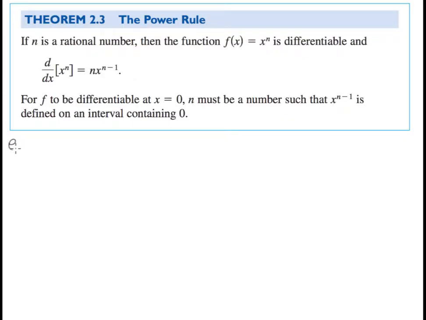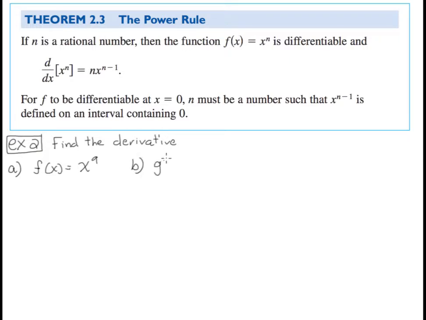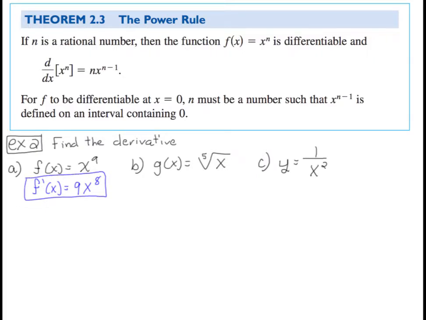The second basic differentiation rule is called the power rule. This is if you have a variable raised to a power and you want to differentiate that, you move the power to the front and you multiply it by the variable to one less power. All right, let's find the following derivatives. Looking at A, we want to find the derivative of f of x, so that's f prime of x. Bring the power of 9 to the front, times x to one less power. So my answer would be 9x to the 8th.